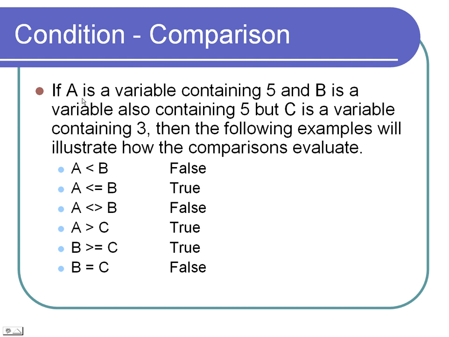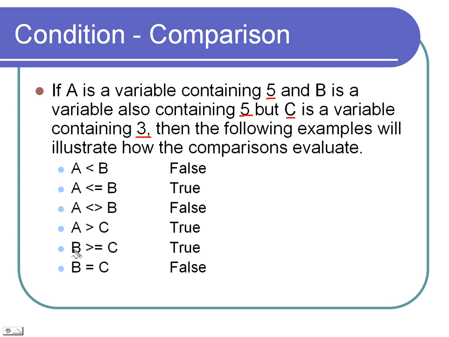Okay. Some examples. Let's say A contains a 5, and B contains also a 5. C is going to be a variable that contains a 3, so C is the one that's smaller. If we say is A less than B, we're asking is 5 less than 5? That's false. Is A less than or equal to B? Well, that's 5. Is that less than or equal to 5? Sure, that's true. How about A not equal to B? Then we're going to say that that would be false because A and B are both 5.